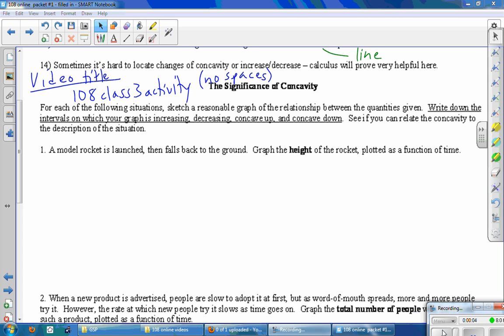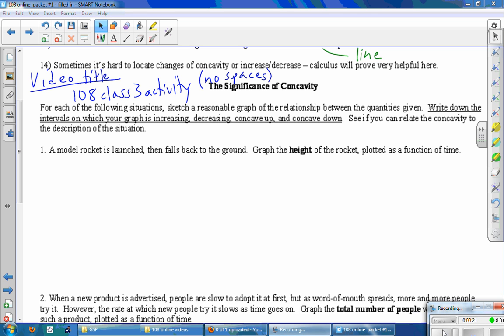The significance of concavity. For each of the following situations, sketch a reasonable graph of the relationship between the quantities given. Write down the intervals on which your graph is increasing, decreasing, concave up, and concave down. See if you can relate the concavity to the description of the situation.